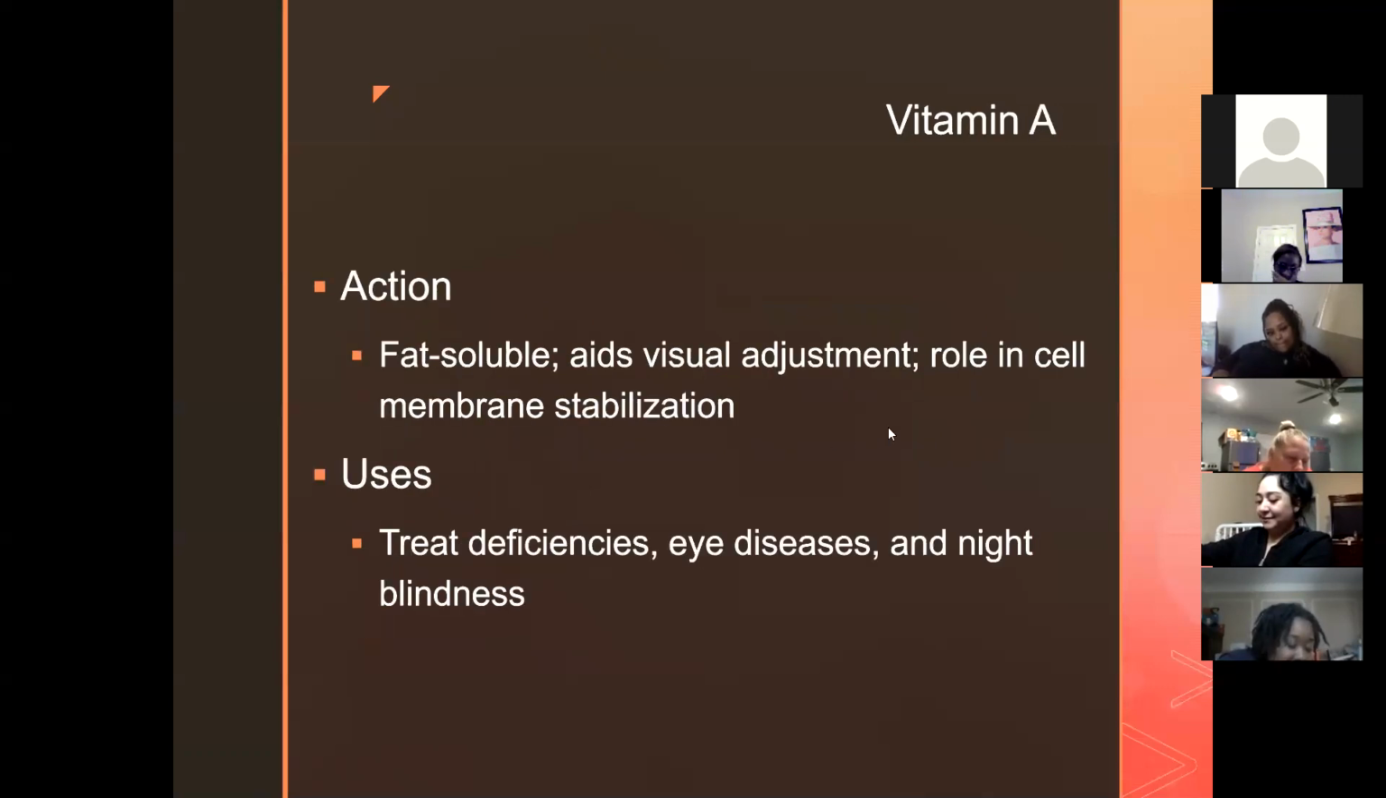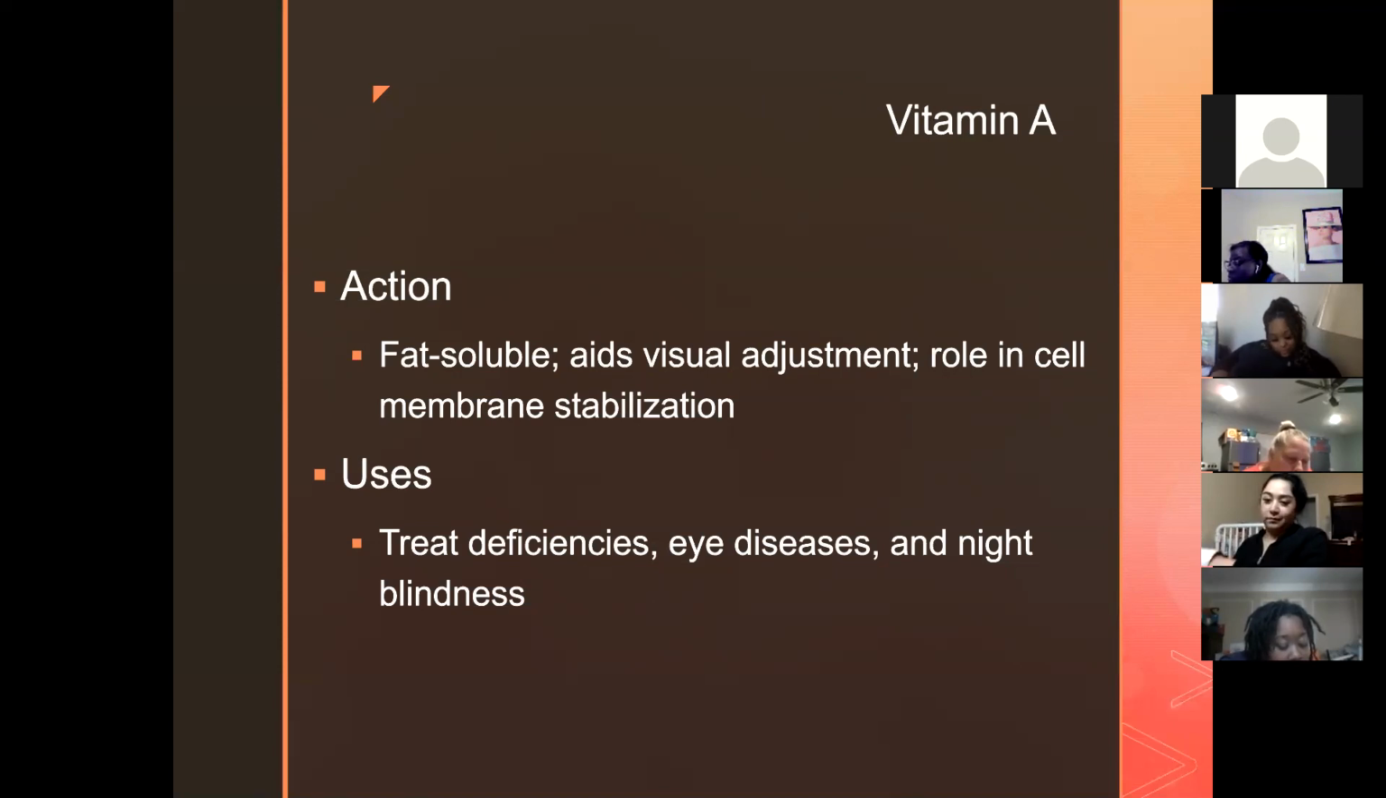All right, so let's start with vitamin A. This is one of those fat soluble vitamins. I think we talked about this in, I don't even know what other class, but I remember discussing it with you guys before. This is great for visual adjustment. So this is great for the eyes and great for cell membrane stabilization.